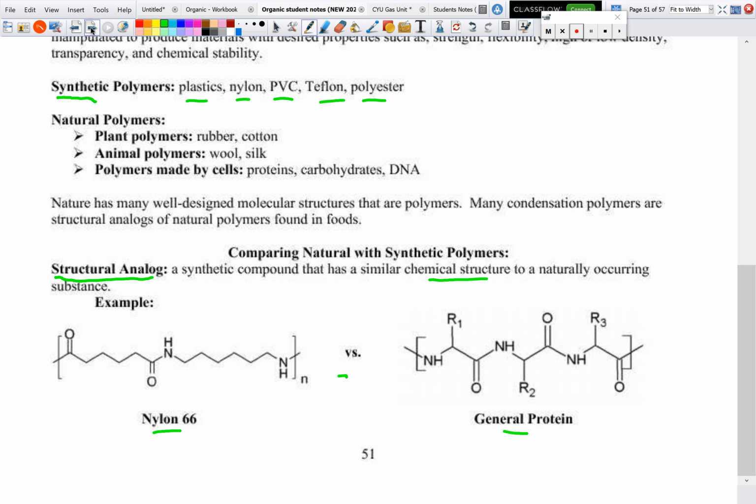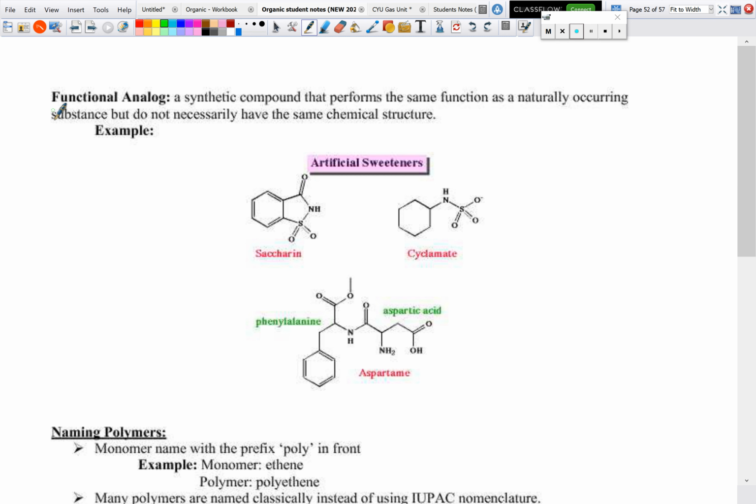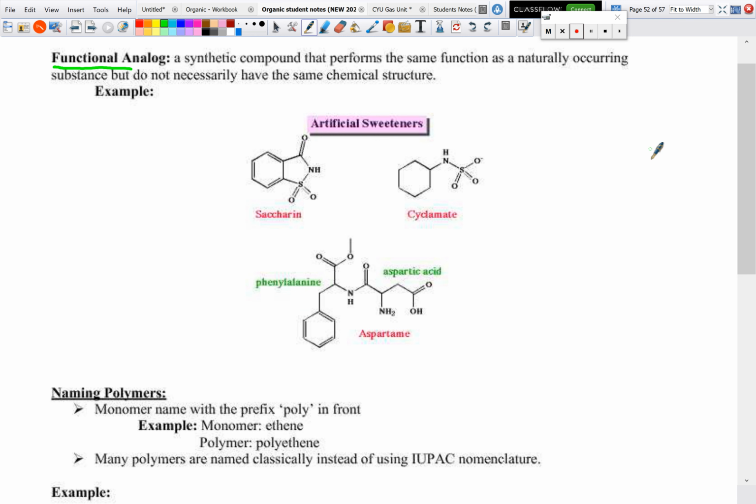Now the other type of polymer that you can get is something called a functional analog. So this is a synthetic compound that performs the same function as a naturally occurring one, but obviously they're not the same at all. So for example here, these aren't polymers, but this kind of gives you an idea of artificial sweeteners. So we have three different artificial sweeteners right here, and we can tell that they're all very different. Two of them have these sulfur compounds, whereas the aspartame does not. We see a carboxylic acid right here, no carboxylic acid in any of the other ones. We see an ester group, we see benzene. So there's a bunch of different functional groups in all of them.